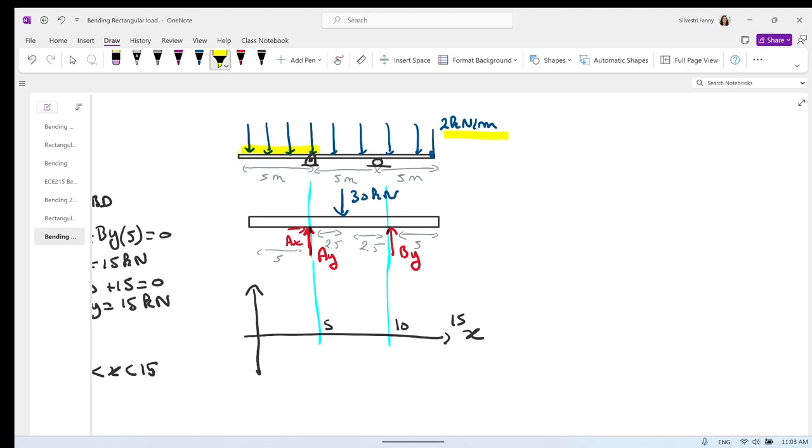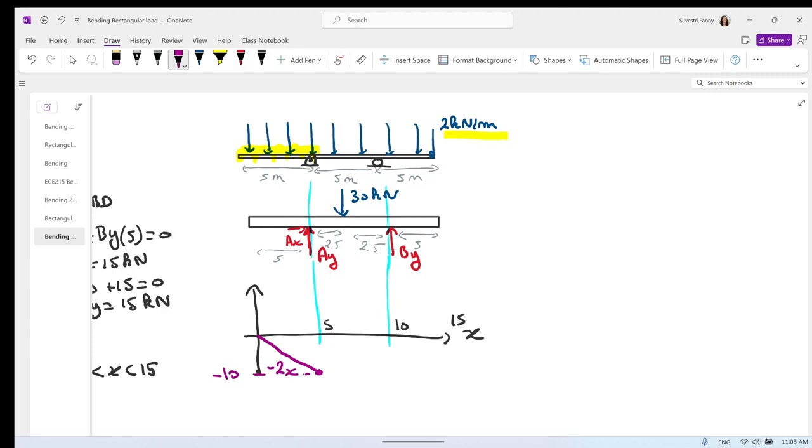So what happens at the very beginning? We have 0 force. Every meter we add 2 kilonewton. So what happens will look like something like this. Getting down, getting down, getting down. This slope is -2, so -2x. And we stop at 2 times 5, so -10. So this point there will be -10.